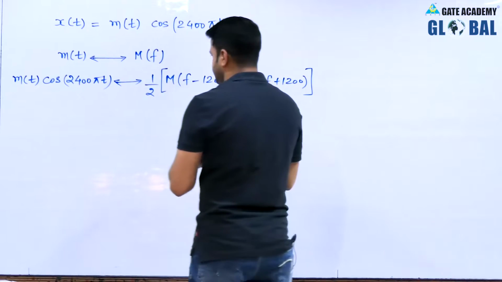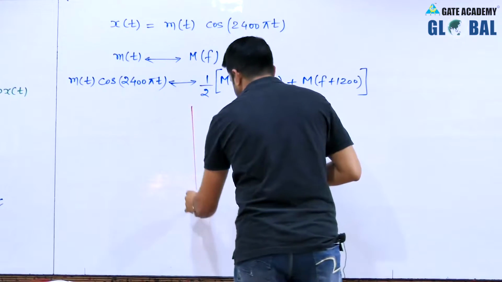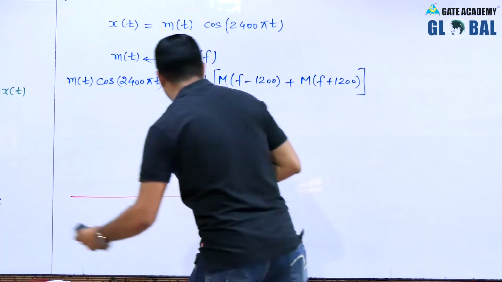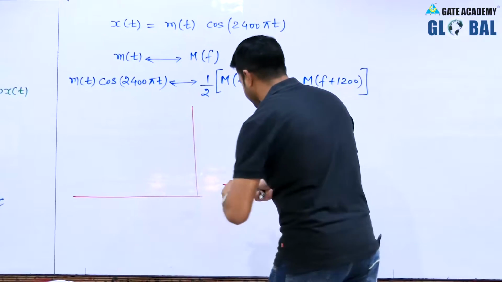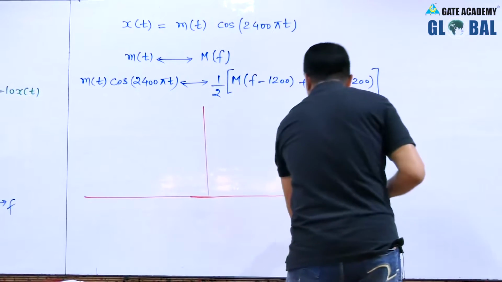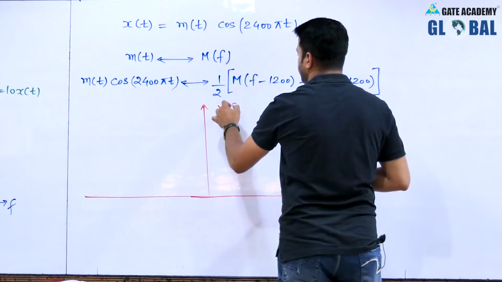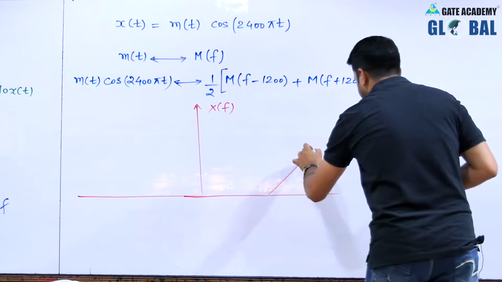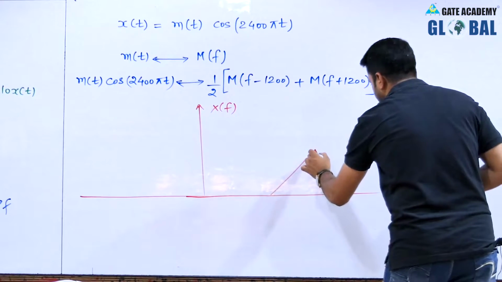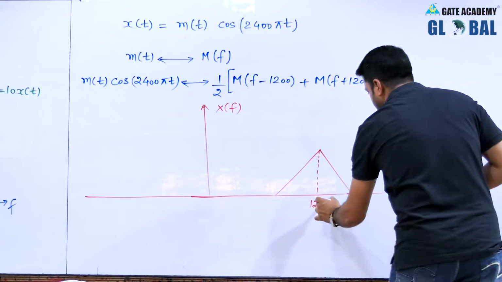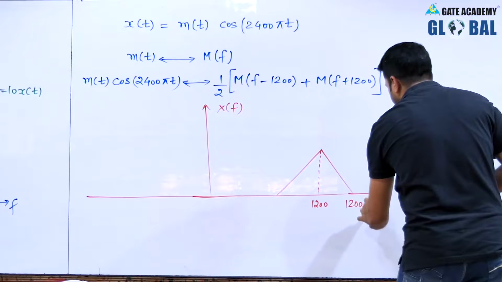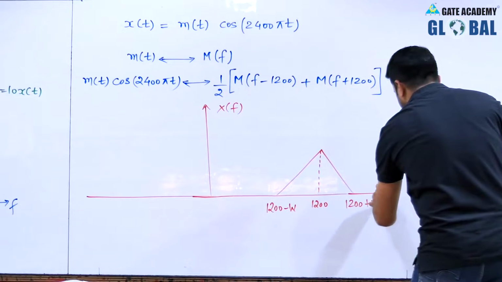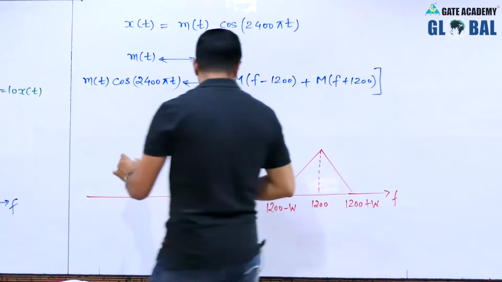Now if we draw this, X(f): M(f minus 1200), so the spectrum will be shifted to 1200, and this will extend from 1200 minus W to 1200 plus W, and there is the mirror image of it.